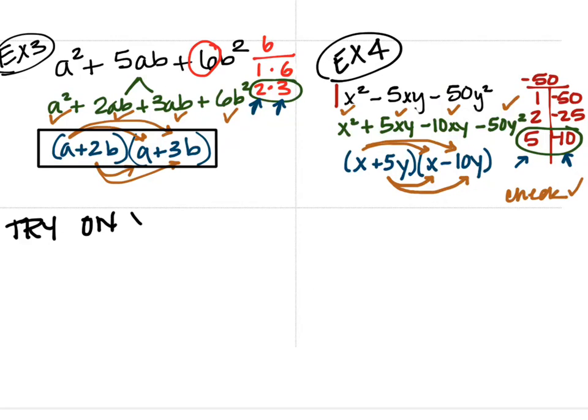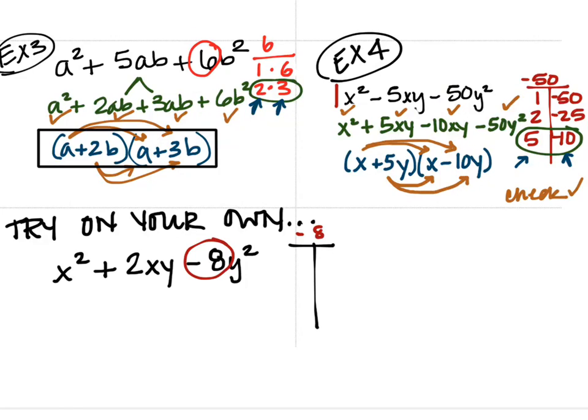So for the try on your own, the polynomial specifically I'm asking you to work with is x squared plus 2xy minus 8y squared. And I'd like you to create a factor tree of negative 8 and identify which factor pair can be broken up to add to 2xy. So go ahead and work on this polynomial. Start with that factor tree and identify the factor pair.